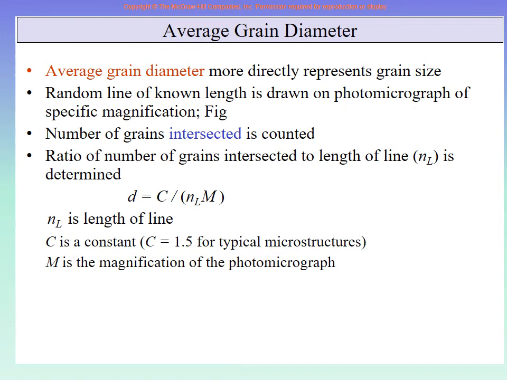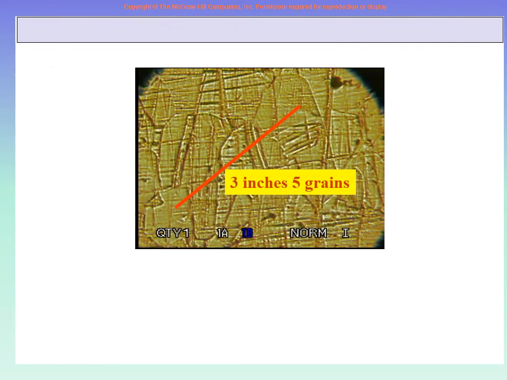So if the magnification is 100, then it is 100. If it is 200, then it is 200, and so on, right? This is an equation which we also use. We will not use this equation ourselves too much, but if we want to find the average grain diameter, this is one way of doing it.